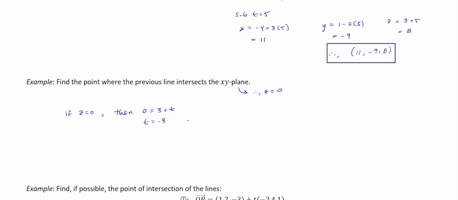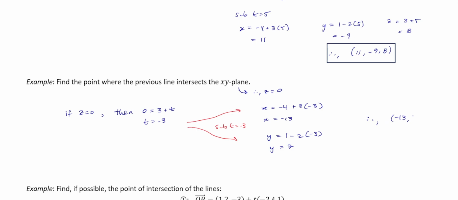Well, if t is equal to -3, then what I'm going to do is sub t is equal to -3 in my parametric equations for x and y. So x is equal to -4 plus 3 times -3. So x is equal to -13. Y is equal to 1 minus 2 times -3. So y is equal to 7. And I'll say, therefore, (-13, 7, 0) is the point where the line intersects the xy plane.